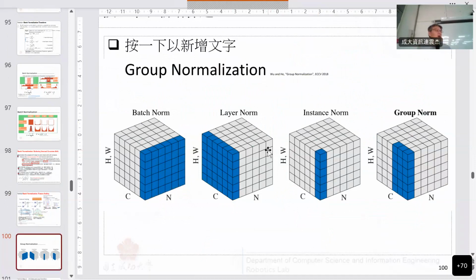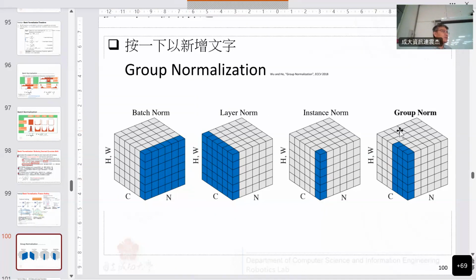Lastly, about normalization, how many kinds are there? Suppose this is the W times H direction, this is the channel number or feature maps, and this is the mini-batch size. Batch normalization means you normalize based on the entire batch. Layer normalization is for each layer. Suppose you have 32 feature maps; based on the 32 feature maps you do normalization, which we call layer normalization. We also have instance normalization, where each individual feature map is normalized. And we also have group normalization, where you normalize based on several individual ones.